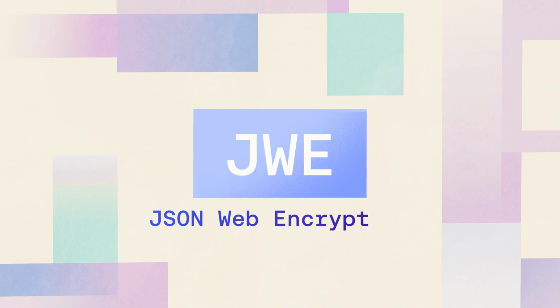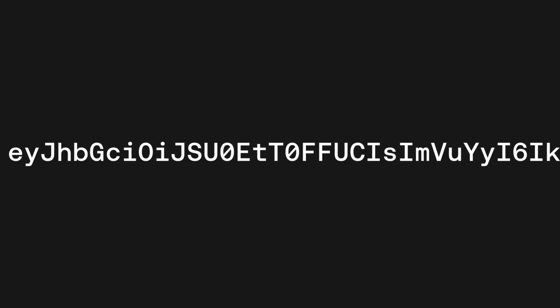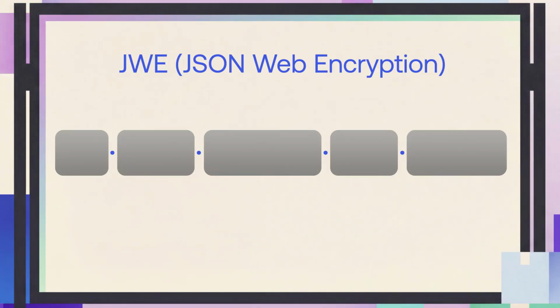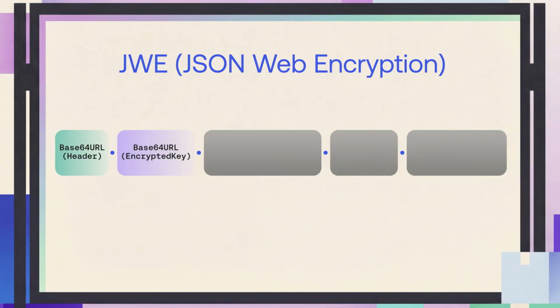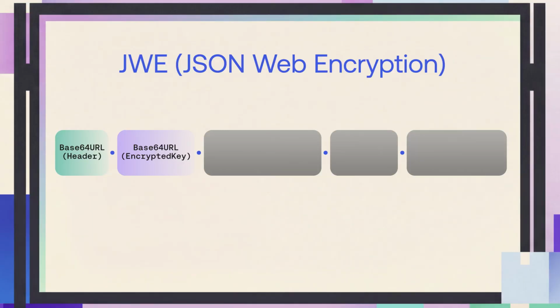JWE, JSON Web Encryption. This is the locked box, and in code, it's a much longer string than the JWS. The JWE is made up of 5 parts, so let's break them down. First, we have the header, which describes the encryption algorithms. Second is the encrypted key. This is the key to use to lock the payload, which itself is encrypted so only the recipient can use it. Third is the initialization vector. This is a random value to make sure that the encryption is unique.